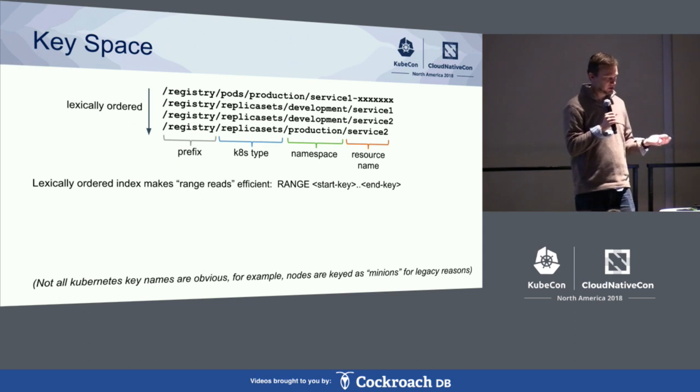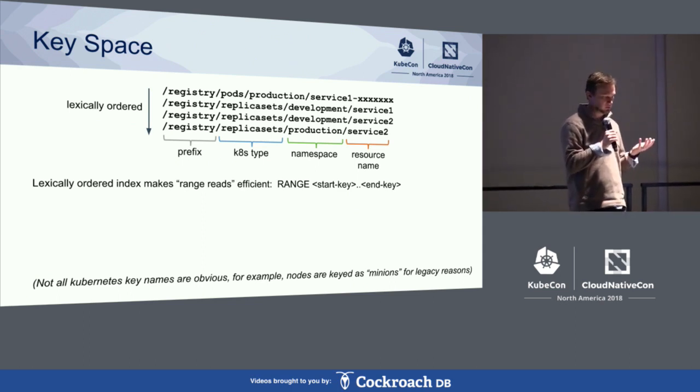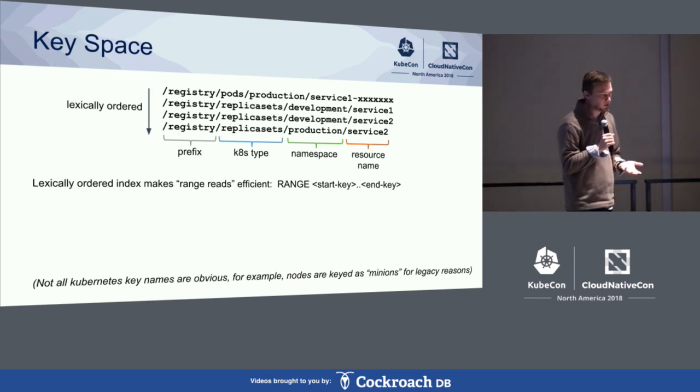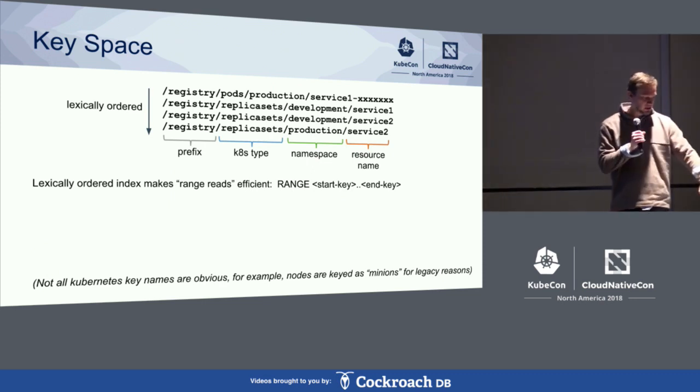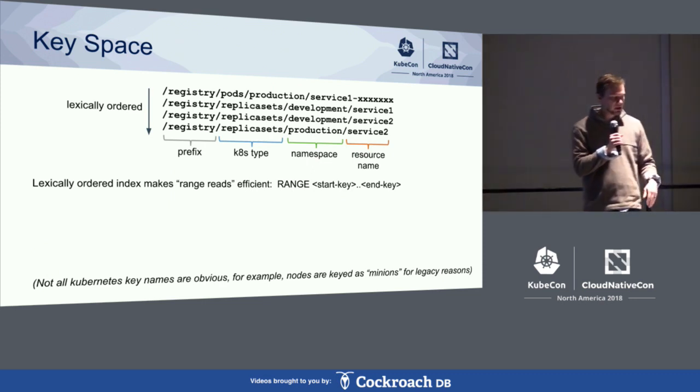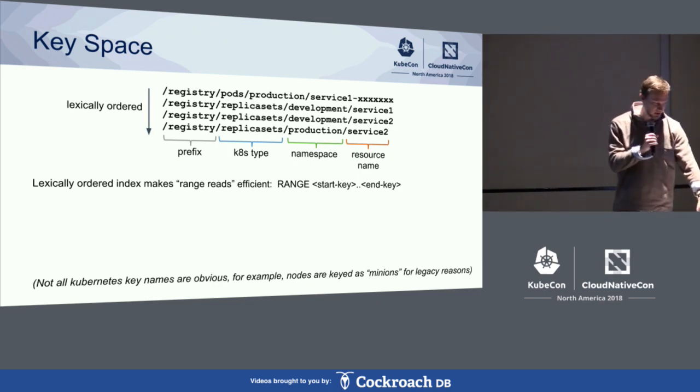That allows you to, for example, here, get all of the replica sets with a single query, or get all of the replica sets for a particular namespace in a single query. Note, however, you could not get everything in the production namespace in a single query, because it's not all within the same prefix here. It's spread across multiple types.